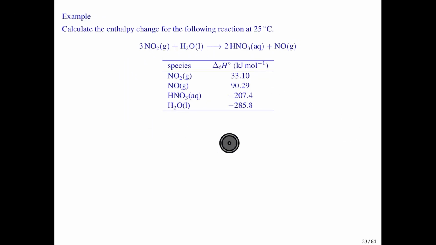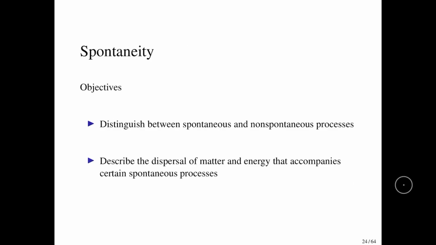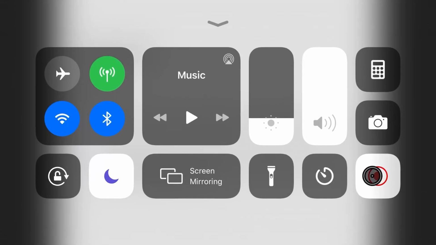Here it looks like I'm leaving this as an exercise for you guys to practice. You'll need to use these values and use the products minus reactants approach to calculate the delta H for this reaction. Okay, so I'm going to stop this video right here.